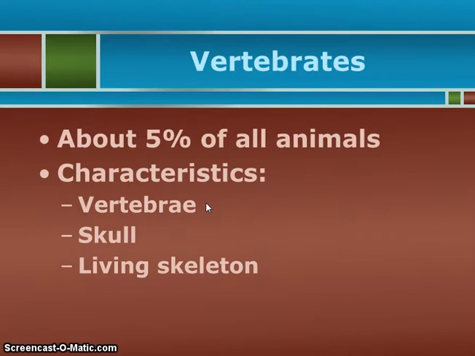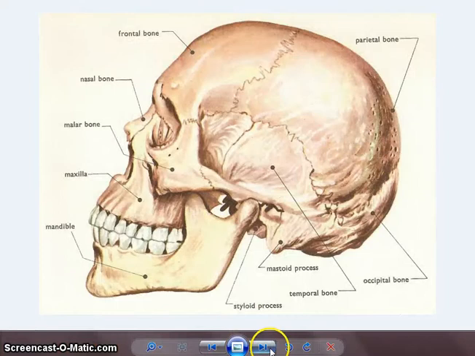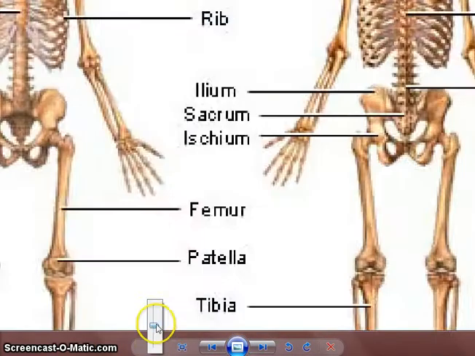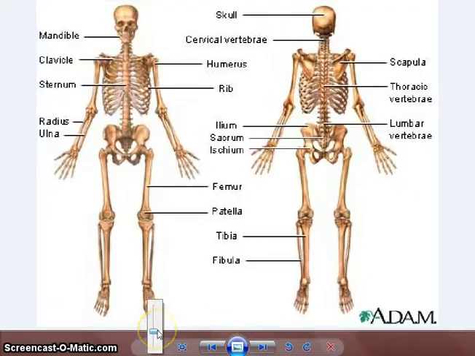Number three, they have a living skeleton. And if we take a look at our living skeleton here, let's blow it up. Our skeleton serves two different purposes. Number one, our skeleton provides structure for our body. It is the support system that provides structure for our body. Number two, it provides protection for our body, especially when we think of the rib cage providing protection for our vital organs.